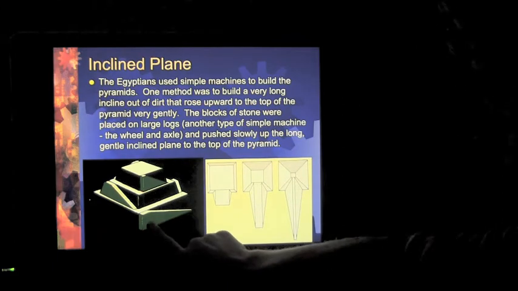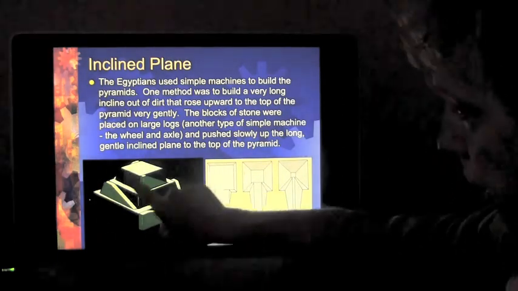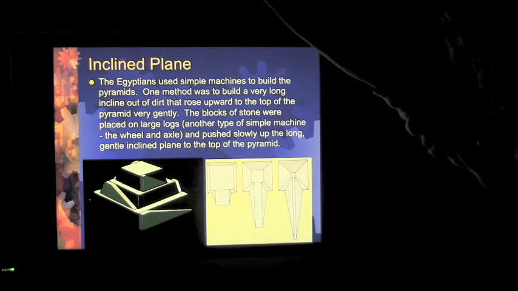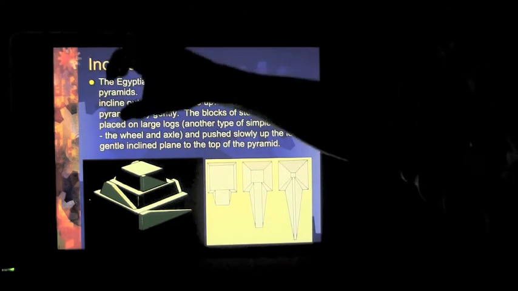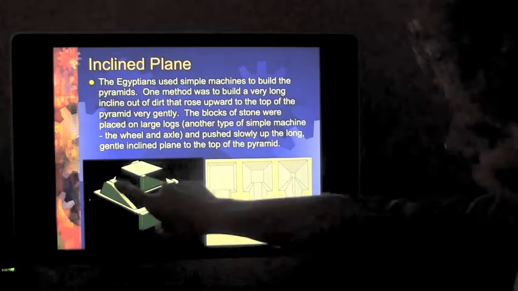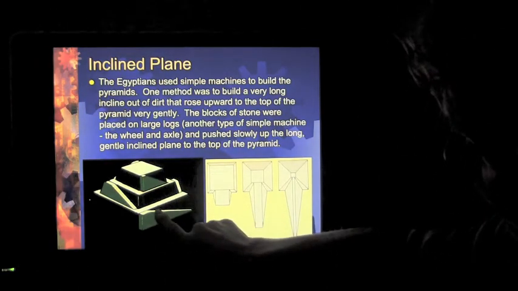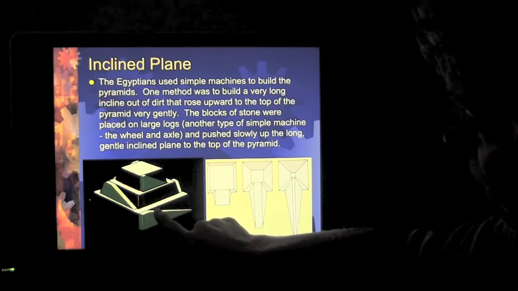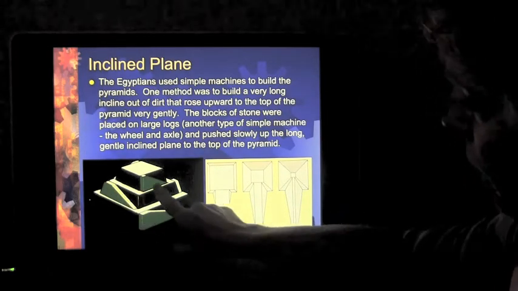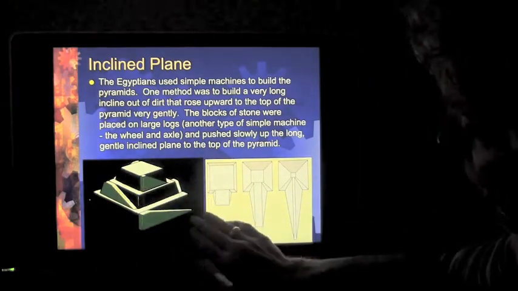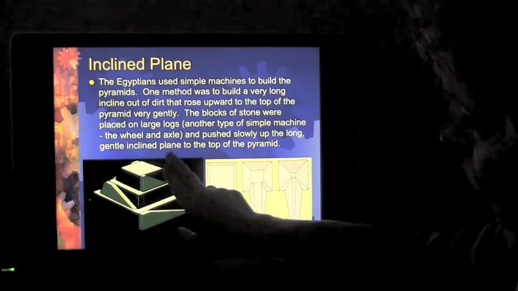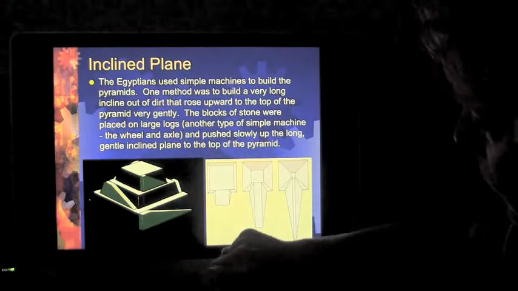pyramid. And what you see here in this picture right here is, if you can imagine, a bird in a tree looking down at an angle at the pyramid, you would see an inclined plane or a ramp coming up the side, continuing up the side, and gently sloping up to the top. And that's how we believe that these large stones were moved up to these high elevations.